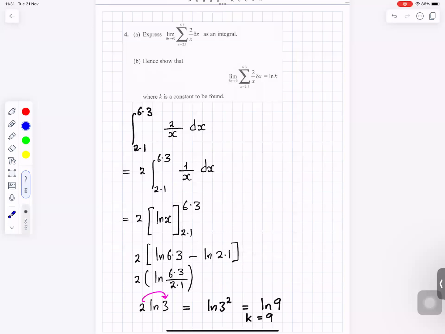When you integrate 1 over x, it's ln x. So you need to just memorize that. Integral of 1 over x dx is ln x. Now you put the limits from 6.3 to 2.1. So 6.3 divided by 2.1, it gives you 3. And the 2 comes to the top there, it becomes 3 squared. So it becomes ln 9. So when you subtract 2 logs, you divide the numbers. That's very important.